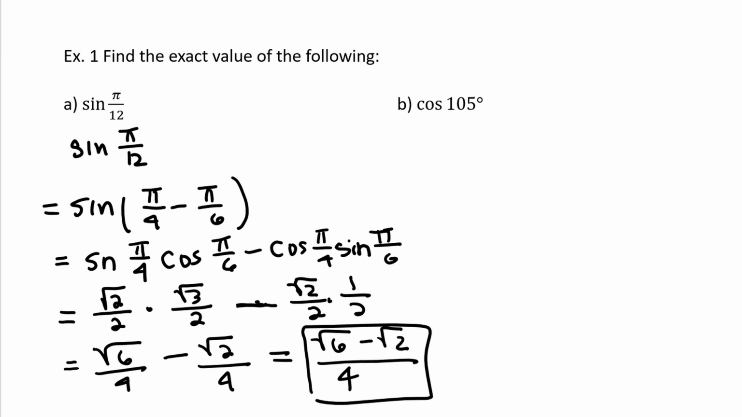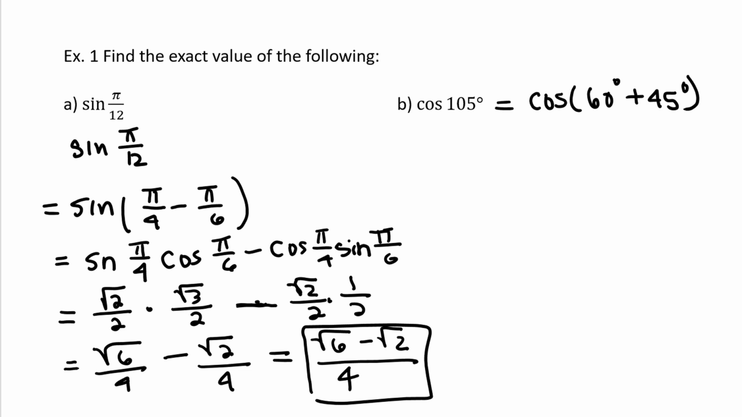Part B. Find the cosine of 105 degrees, and we need exact values. So I'm going to look at a sum. I will see the cosine of 105 degrees as the cosine of 60 degrees plus 45 degrees. 60 plus 45 is 105. We know the exact values of the trig functions for 60 and 45 degrees.